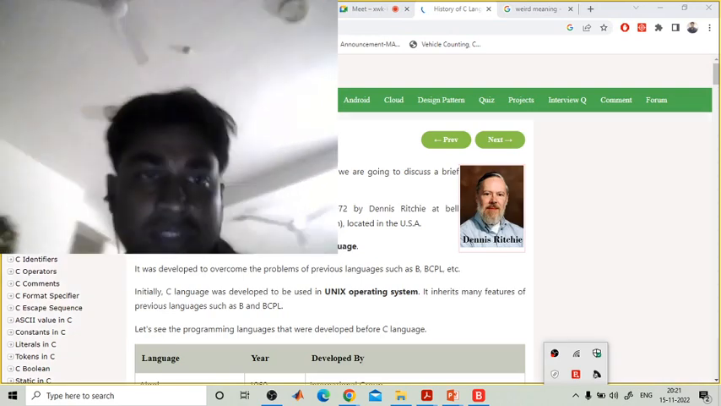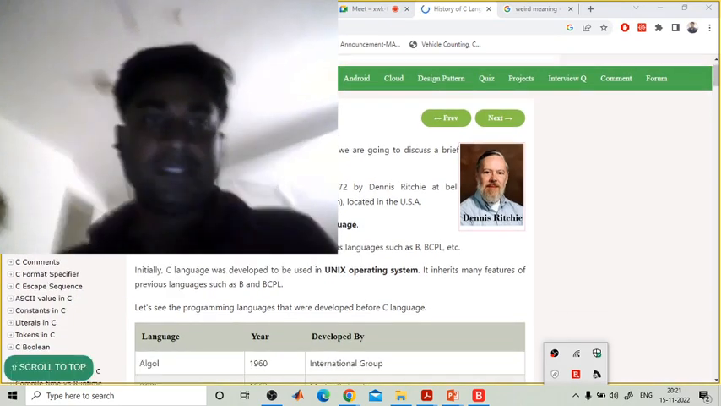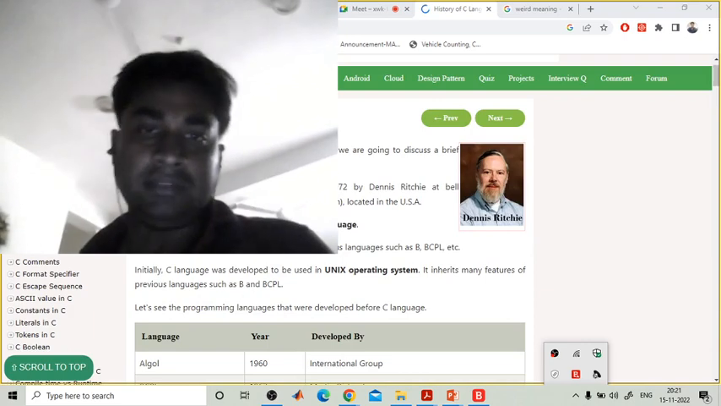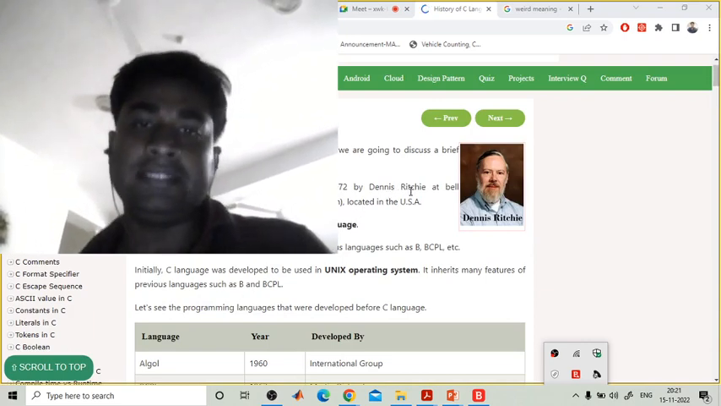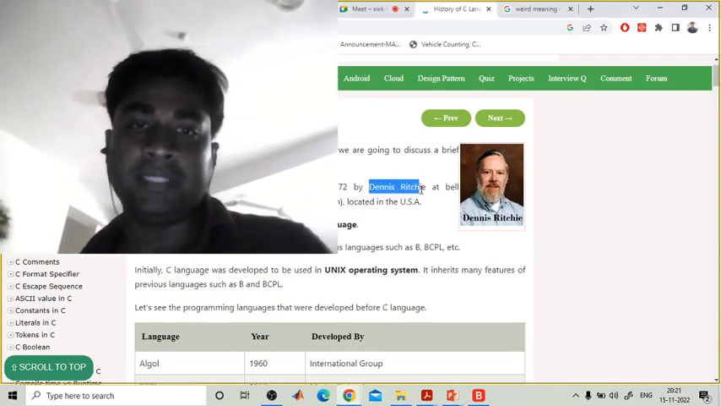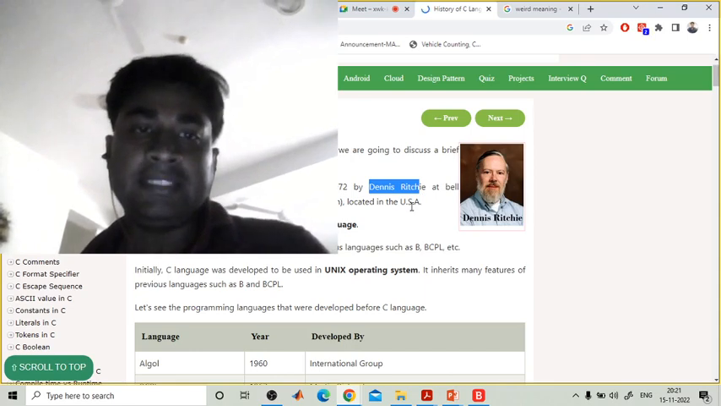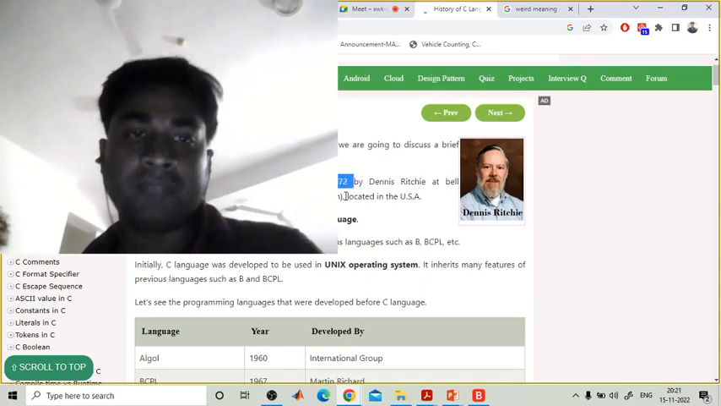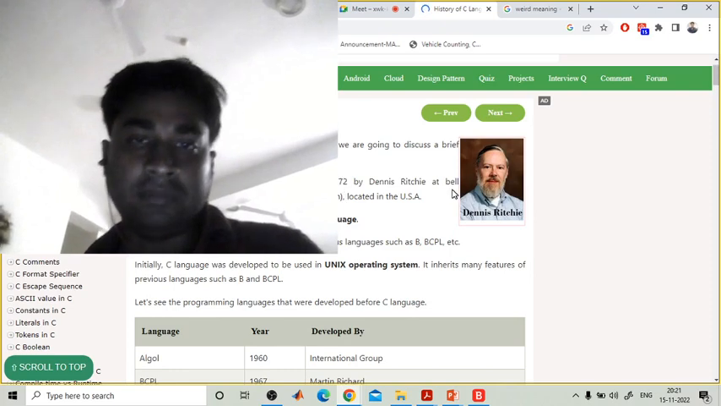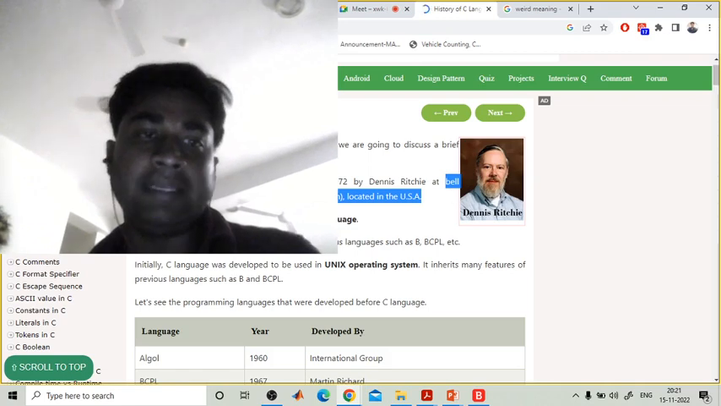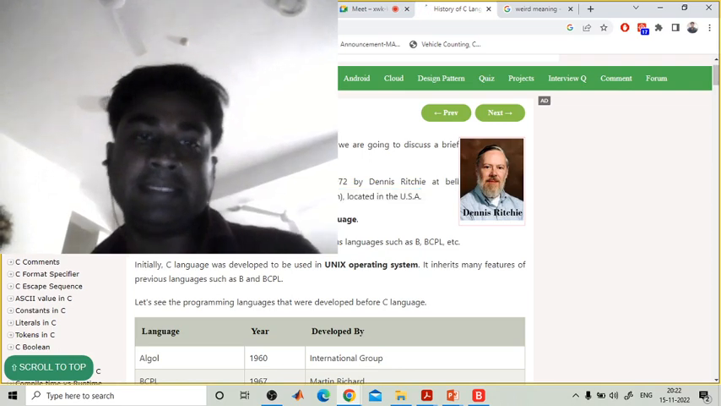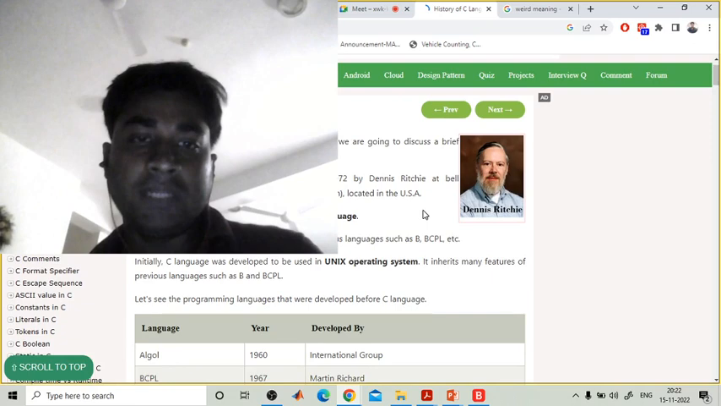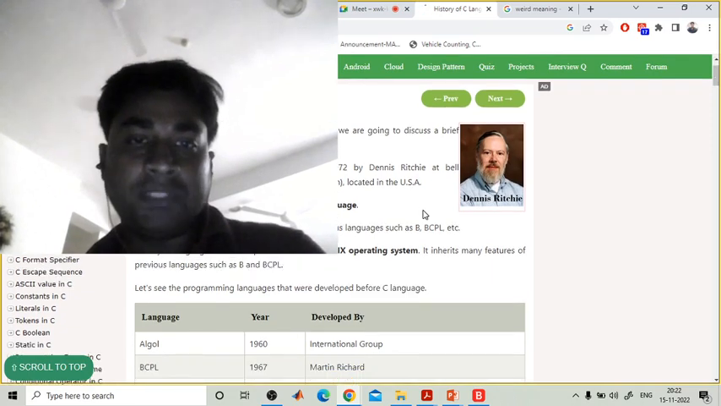Okay, now. So history of C language. Who is the inventor of C language? The person named Dennis Ritchie. And he designed this language in the year 1972. The lab where he designed it was the Bell Laboratories of AT&T, that is American Telephone and Telegraph, located in USA. So Dennis Ritchie designed this.